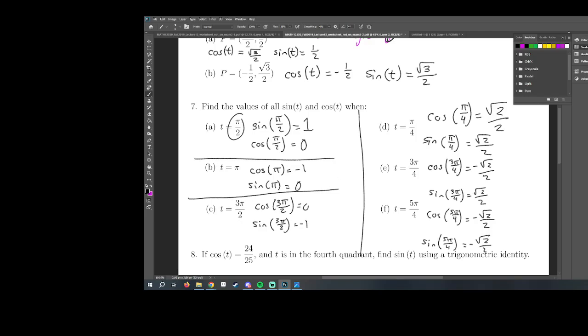So if there's no degree symbol, I'll always assume radians if it's on the inside of what's called the argument of a trig function. An argument is just what's in the parentheses.